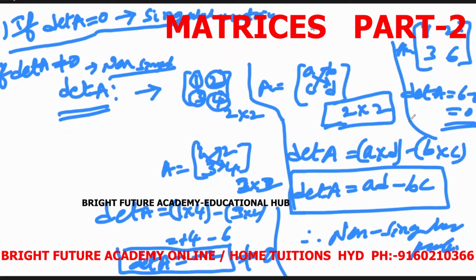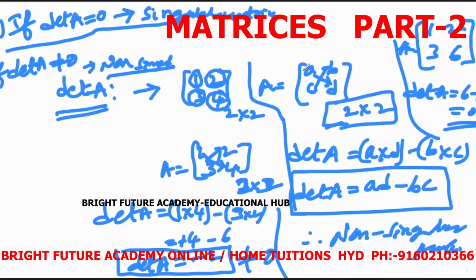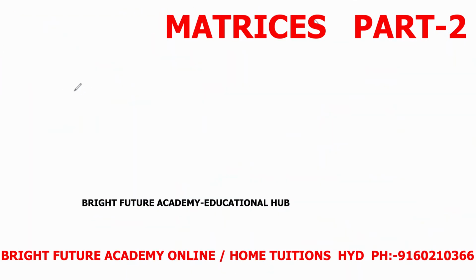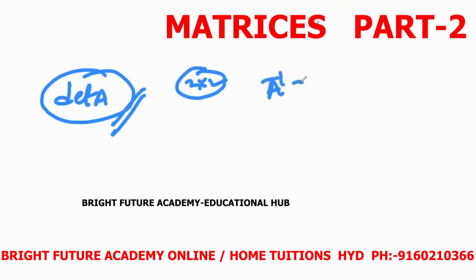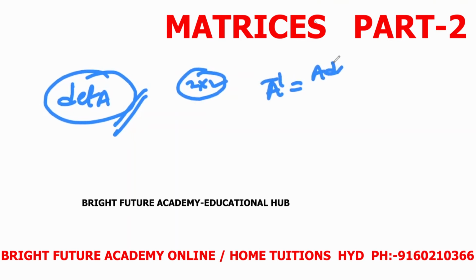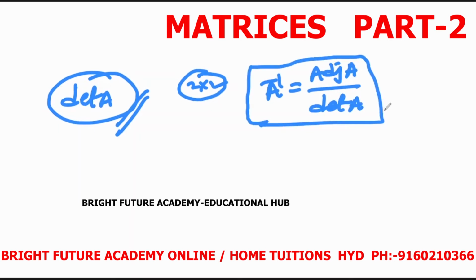This is an example of a singular matrix. Now, shall I erase this one? Right. Now, observe here. What is the importance of determinant A? Now we are going to discuss. Based on this determinant A, for a 2 by 2 matrix, A inverse is nothing but we have the formula adjoint A by determinant A. Do you know this? Yes, A inverse is equal to adjoint A by determinant A.